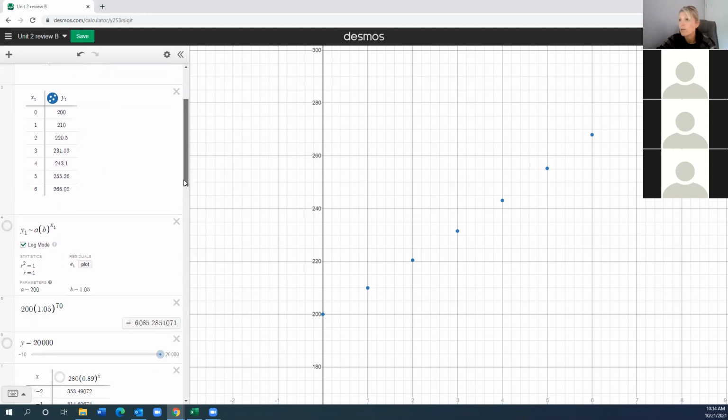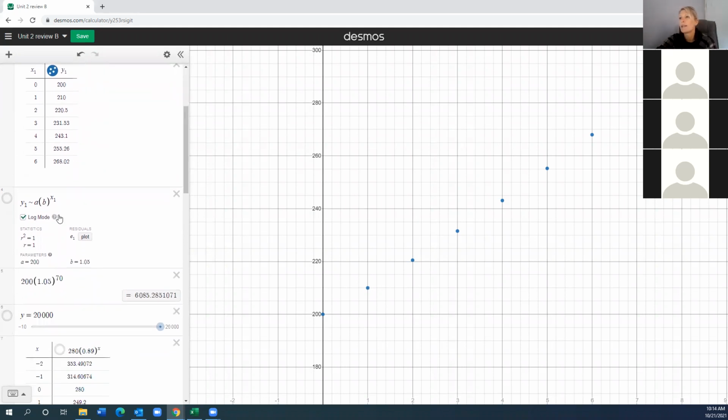So if you scroll down, you can see that I did put in an exponential model with the log mode, and it came out perfectly, R equal to 1. So we know it's a perfect match. And my A is at 200 and my B is 1.05. So my growth factor is 1.05.